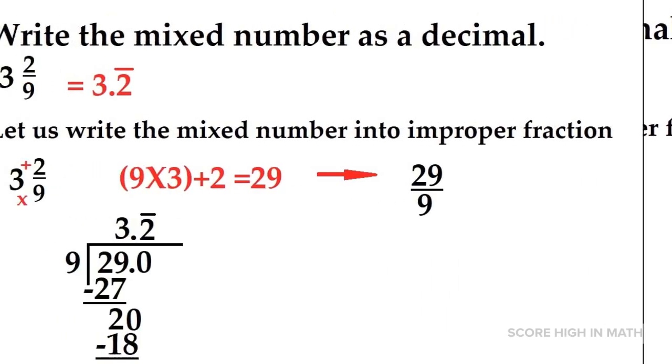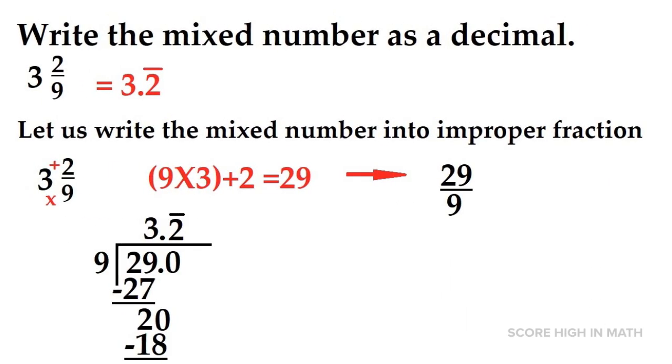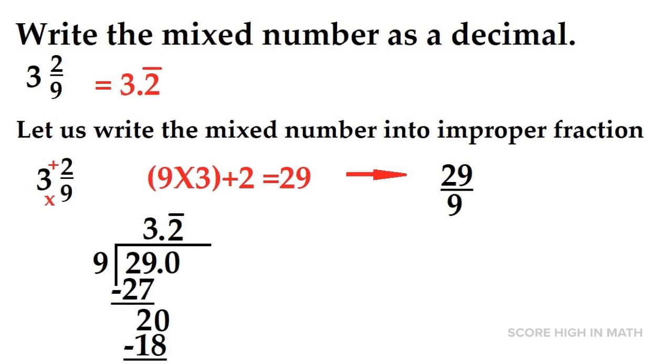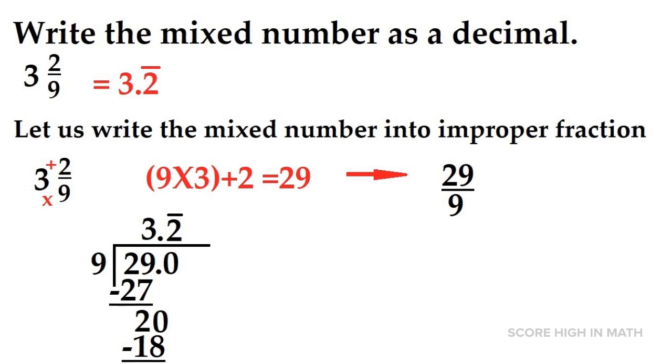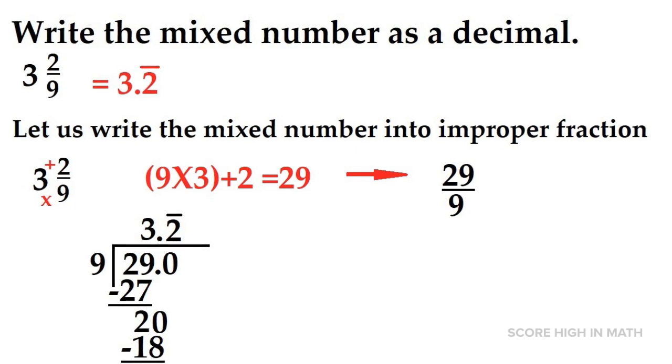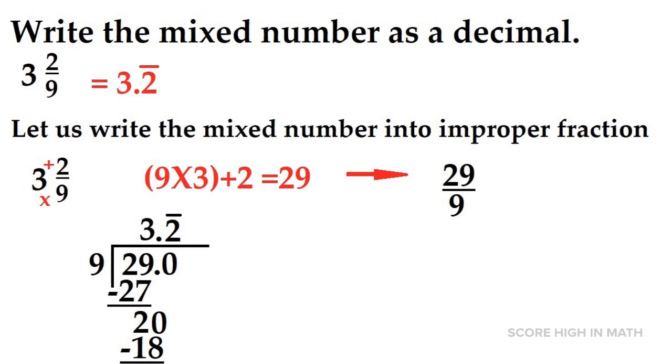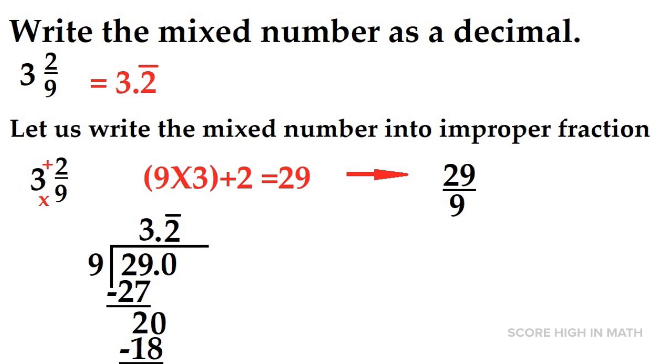We're going to add 0 again on 2, and the quotient will repeat itself. It will be 0.222. So, I place a bar on top of 2. The quotient is 3.2, non-terminating. So, the mixed number 3 and 2 over 9 as a decimal is 3.222.